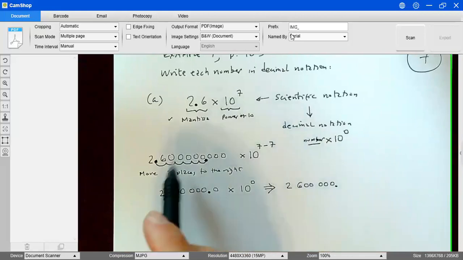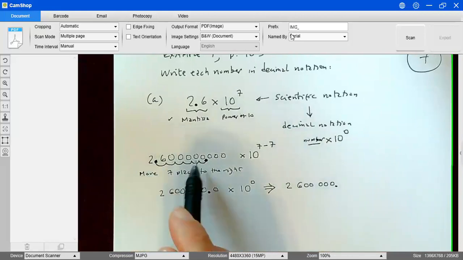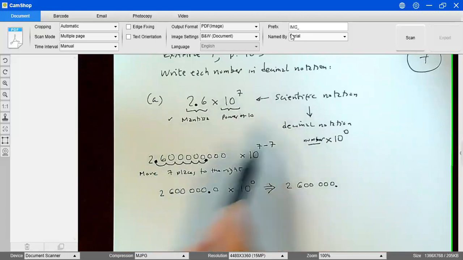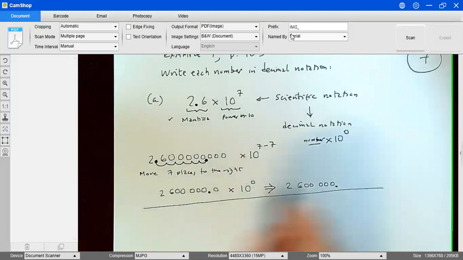So the game is just moving the decimal point. If you move it to the right, you subtract. If you move it to the left, you add. So let's see the second part of this example.